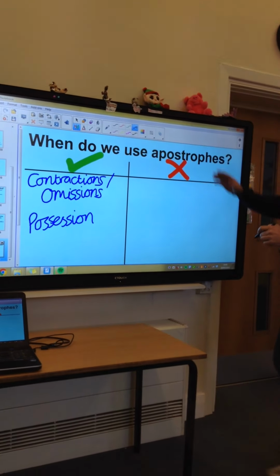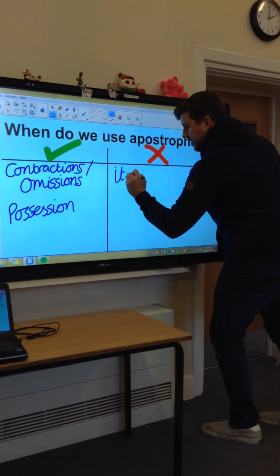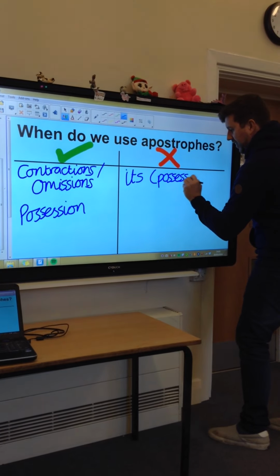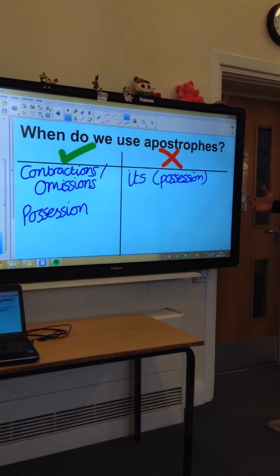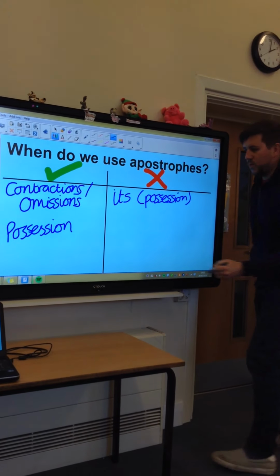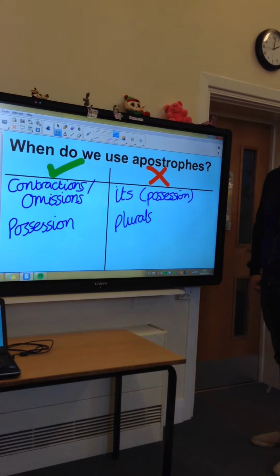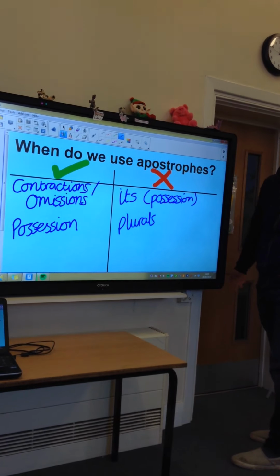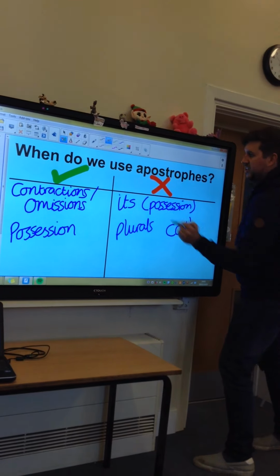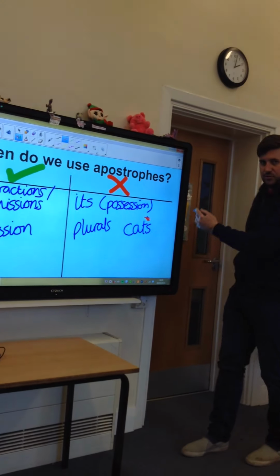Where do we not use it? So we don't use it for its when we're talking about possession. We don't use it for that kind of its. And here's the one that people often get mixed up on. We do not use it for regular plurals. So if I'm saying there are 3 cats, we would not have an apostrophe if we're just saying that there is more than one cat. We would only use that if we were talking about the cat's tail, so it belongs to the cat.